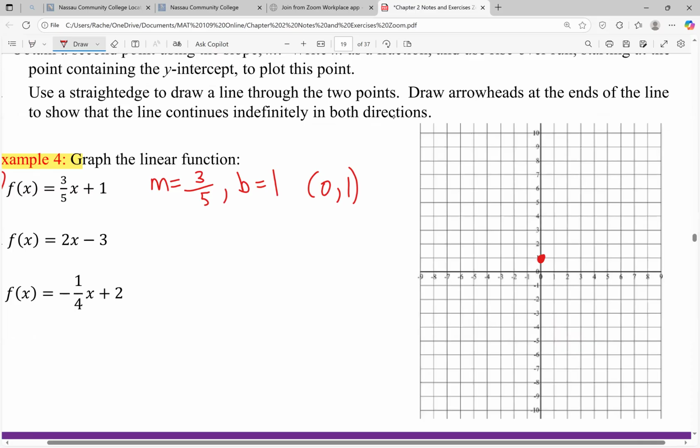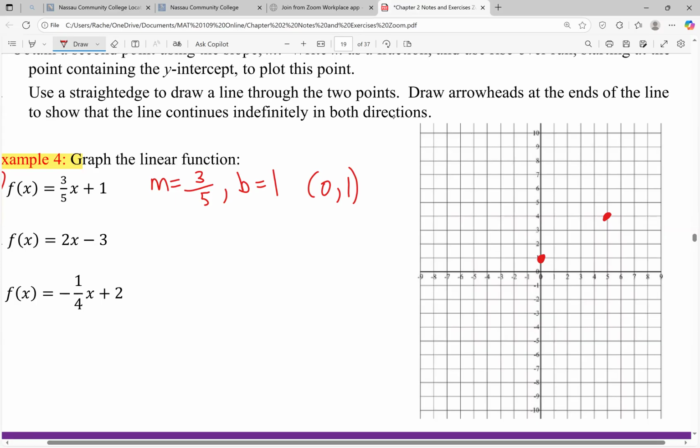And now we know the slope is 3/5. So that means for every 3 units that we increase in the y direction, we increase by 5 in the x direction. So I'm going to go up 3. So 1, 2, 3, and then to the right 5. 1, 2, 3, 4, 5. So there's another point.